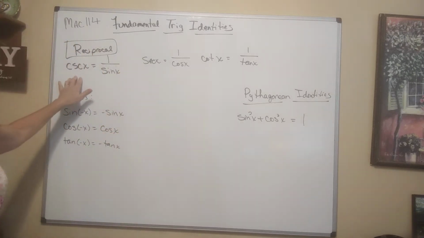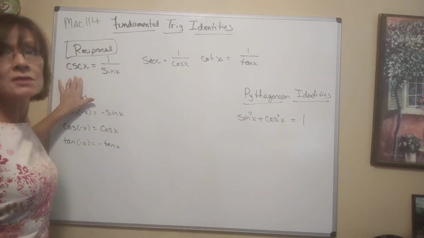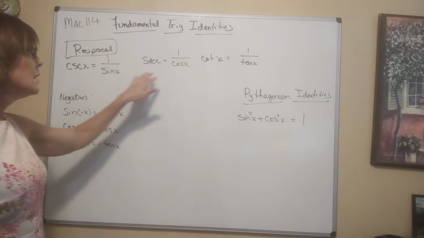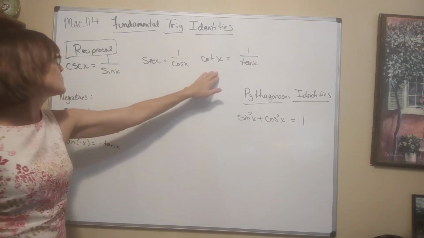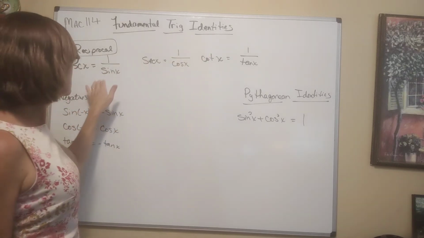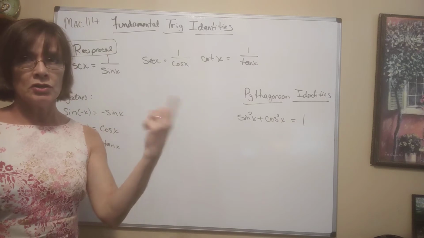So we know that the cosecant of x is equal to 1 over the sine of x. This isn't new to us. We've been using this fundamental identity for a while, that the secant of x is 1 over cosine, and that the cotangent of x is 1 over tangent. This is stipulated wherever these functions are defined, you can use these.